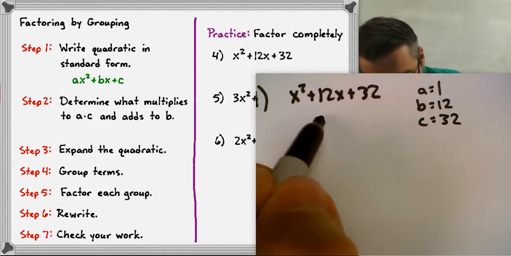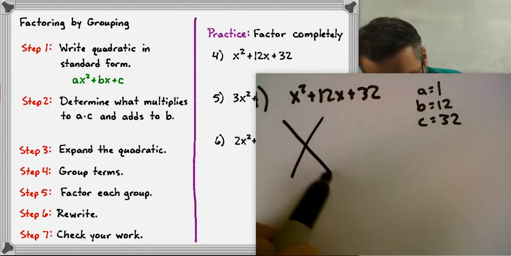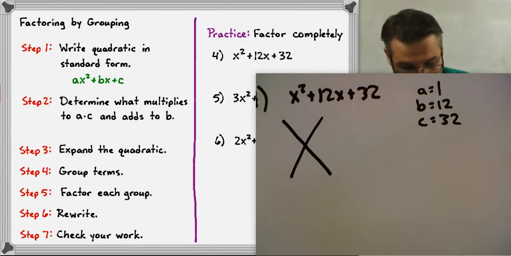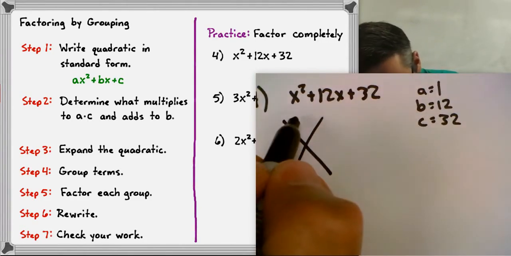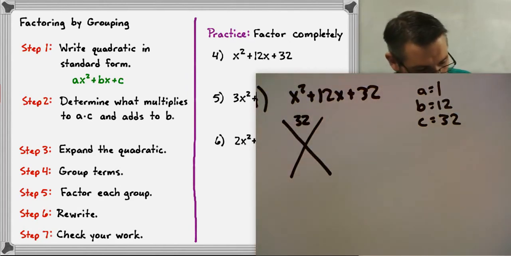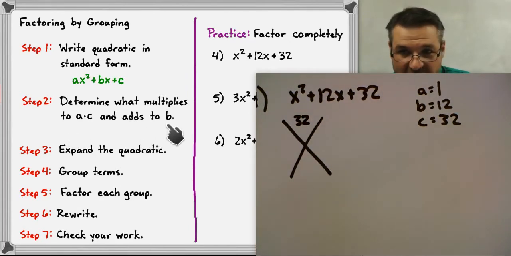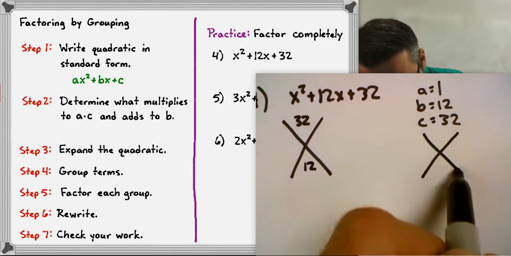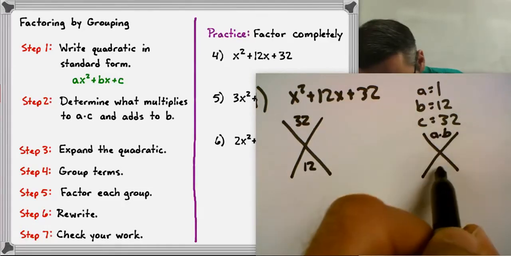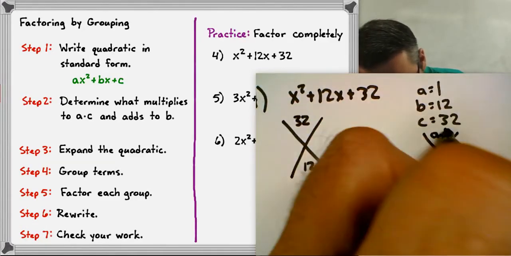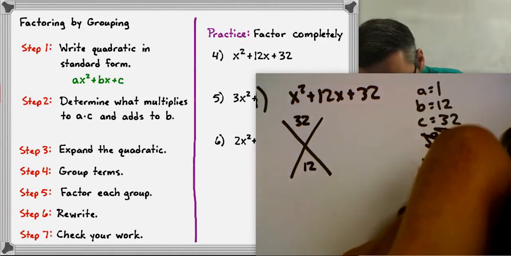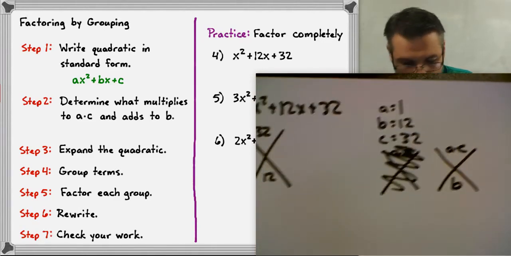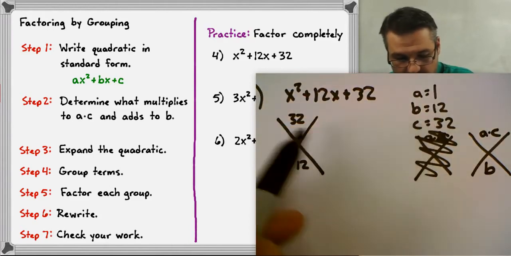So now when we set up our X, the number on top, remember, is A times C. So A times C, 1 times 32 is 32. And our number on the bottom, the number that adds to, is B. So B is 12. And just in case you forget that, I'm going to write it right here. It's A times C on top and B on the bottom. Okay? So A times C is 32, B is 12.